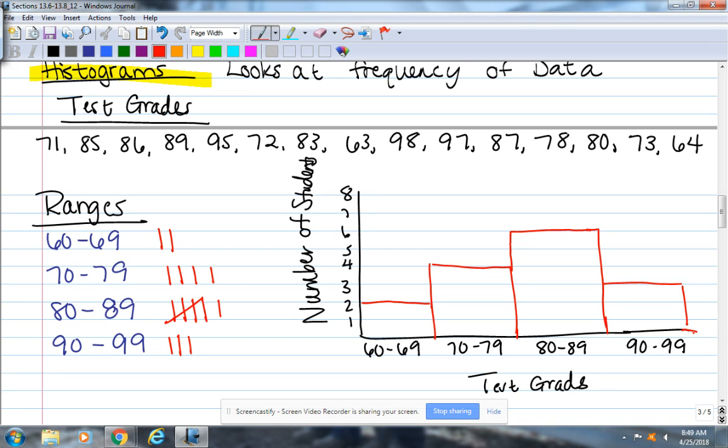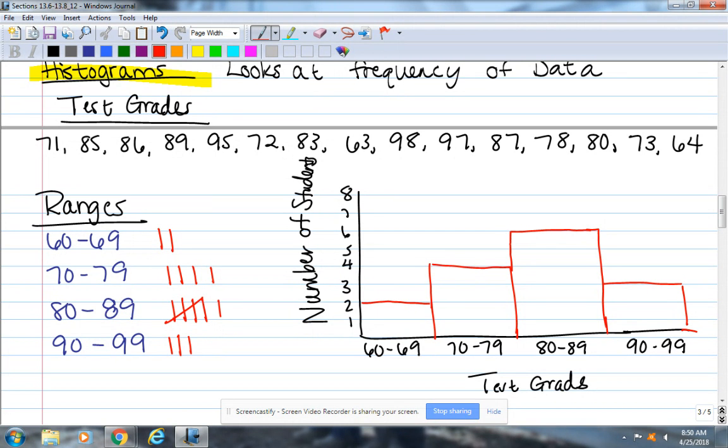Okay. So if passing is a 70 or above, did most of the students pass the test? Yes. Another question they could ask is if the teacher wanted most of the class to make an 80 or above, did she accomplish that? How could you tell? Okay, so over here we have 4 and we have 2, so 6 students made below 80, right? And this one is 6 and 3, which is 9. 9 students made above 80. So did more make above 80 than below 80? Yes.